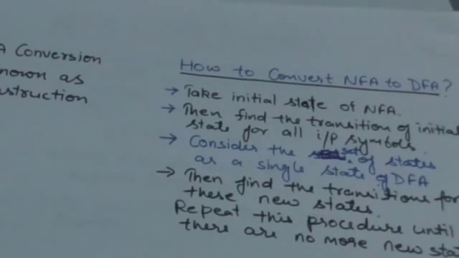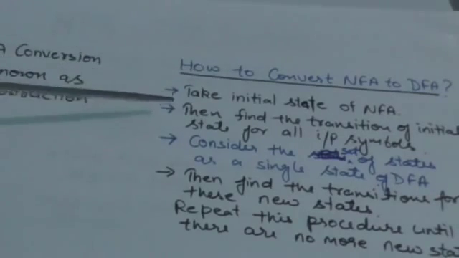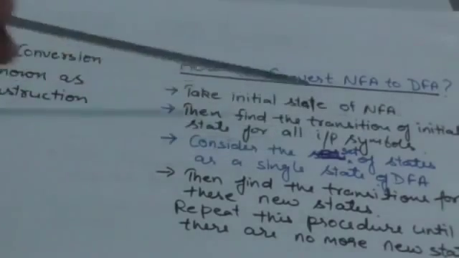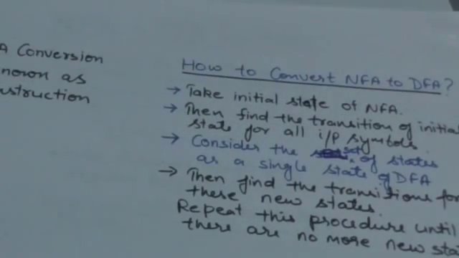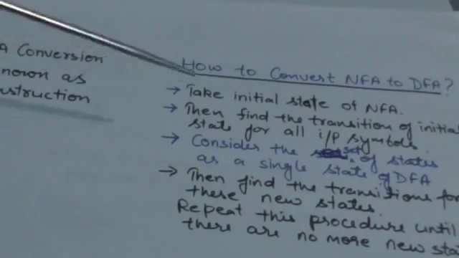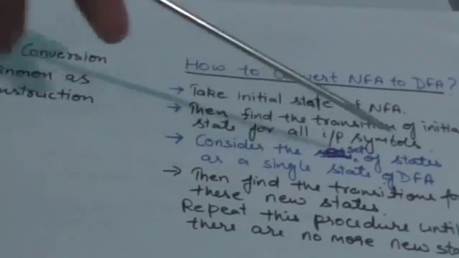One thing you must remember: when you apply any input symbol to a state of an NFA, the output would be a set of possible states, right? Now, when you apply any input symbol to this initial state of the NFA, you will get a set of possible states, and then make this set of possible states a single state of a DFA. So whatever set you get after applying an input symbol on a state, you have to make that set a single state of a DFA.